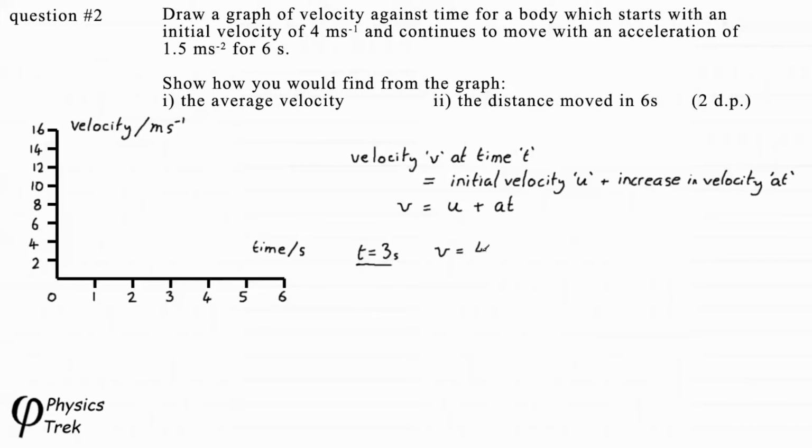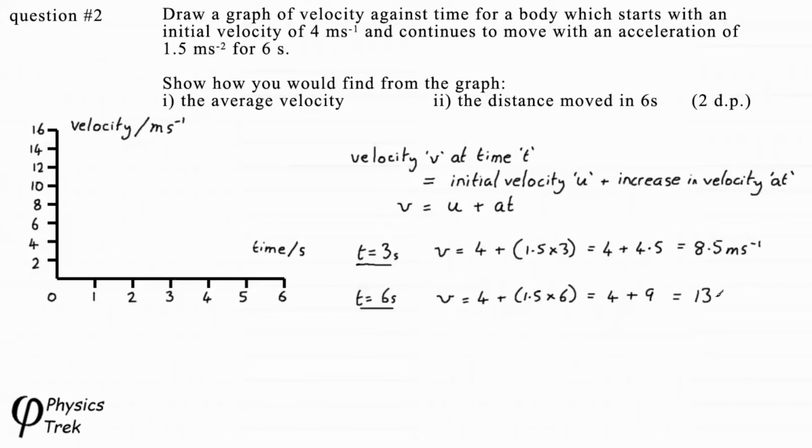The final velocity v is equal to the initial velocity 4 plus 1.5 times 3, which is equal to 4 plus 4.5, which equals 8.5 meters per second. When t is equal to 6 seconds, final velocity is equal to 4 plus 1.5 times 6, which equals 4 plus 9, which equals 13 meters per second. So here are our points: 0, 4, 3, 8.5, and 6, 13.